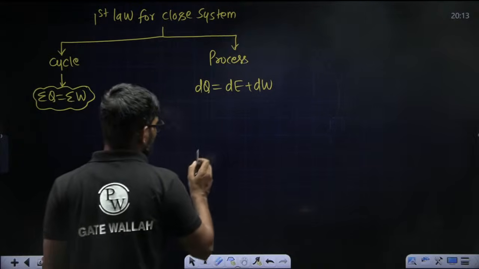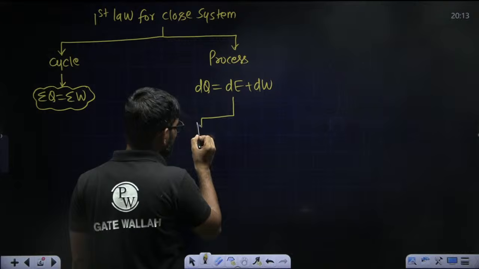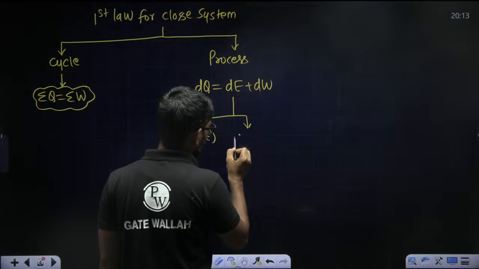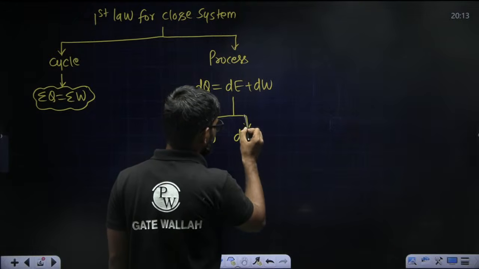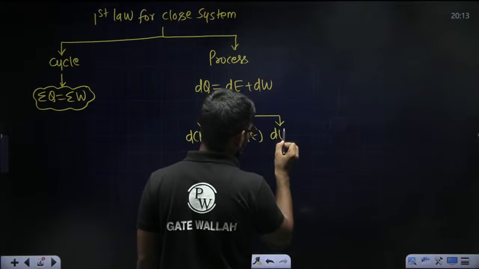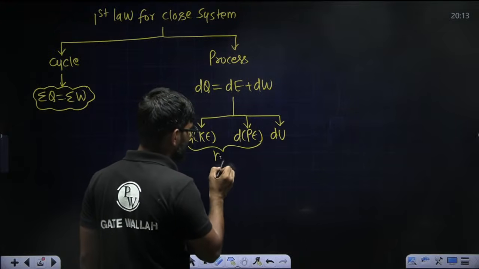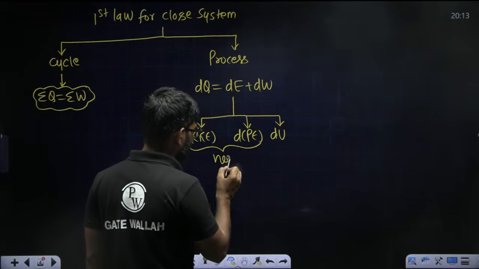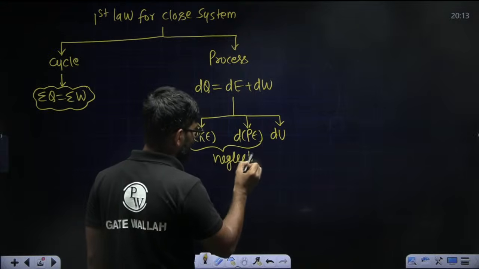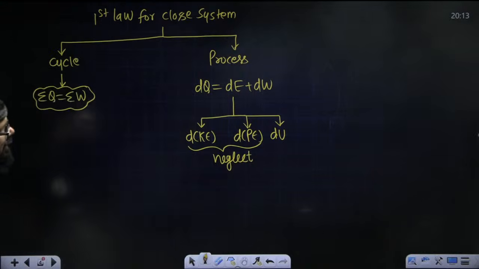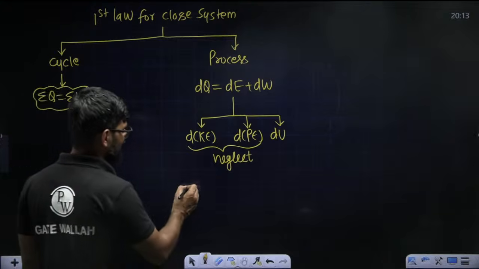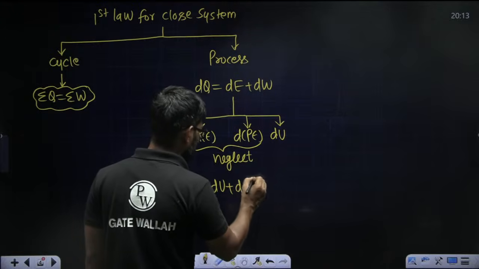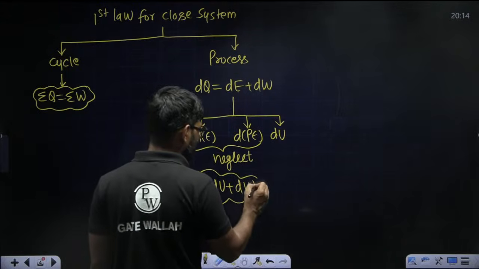So dq is equal to dE plus dw. Now what is this dE? This dE is basically change in kinetic energy, plus change in potential energy, plus change in internal energy du, right? Now if I neglect the change in kinetic and potential energy of the system, then I can write dq is equal to du plus dw. This is the main equation, right?